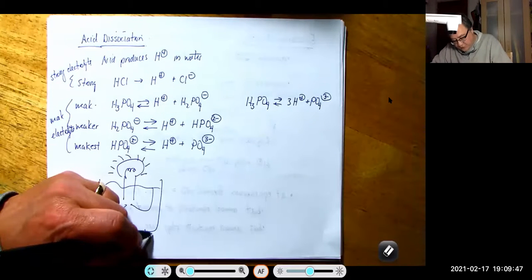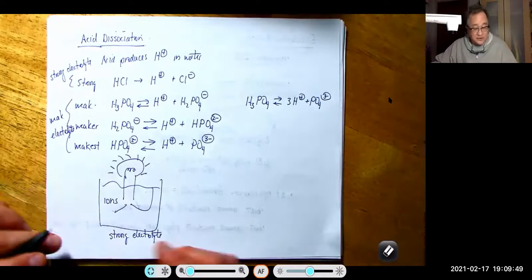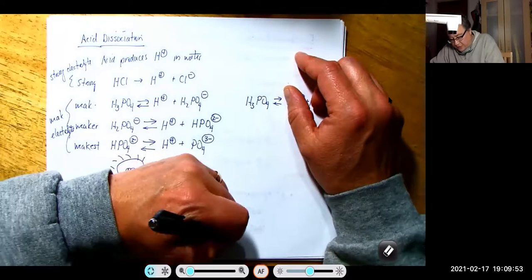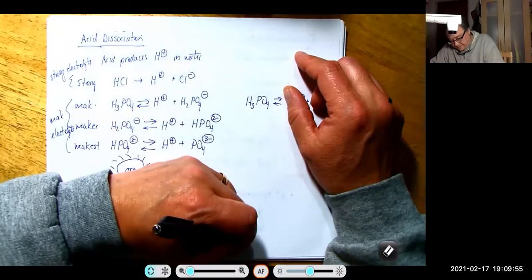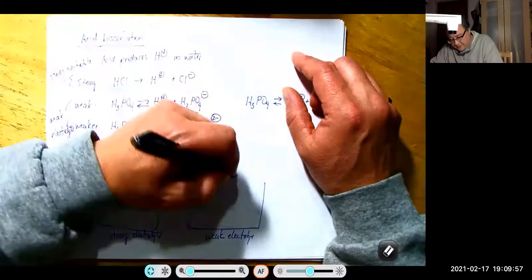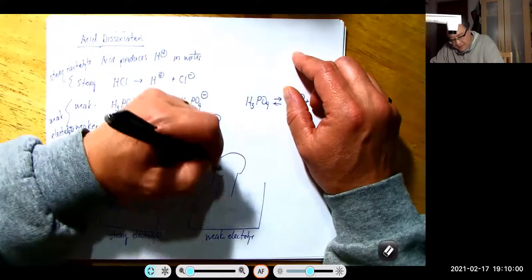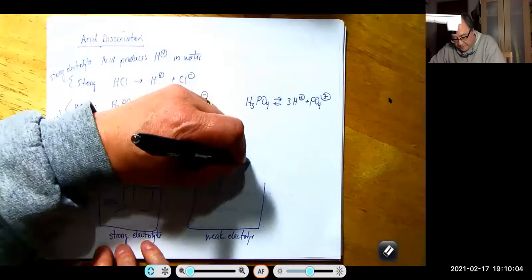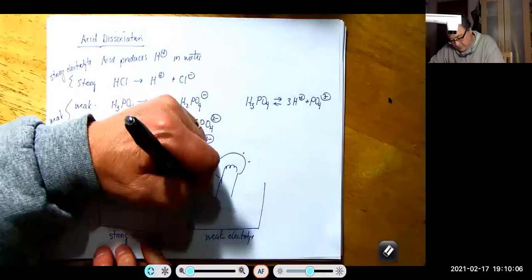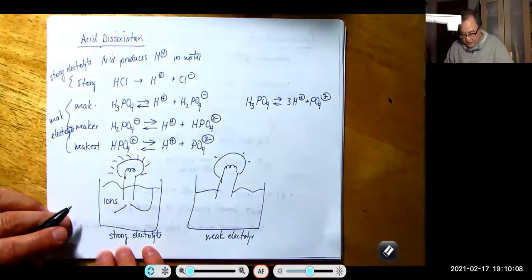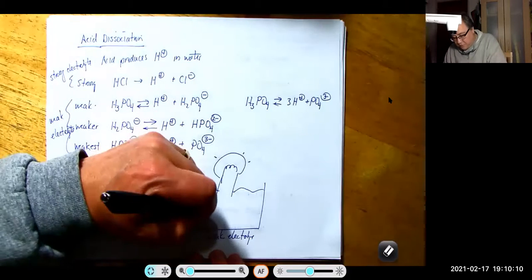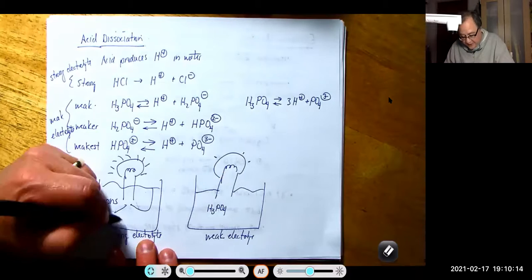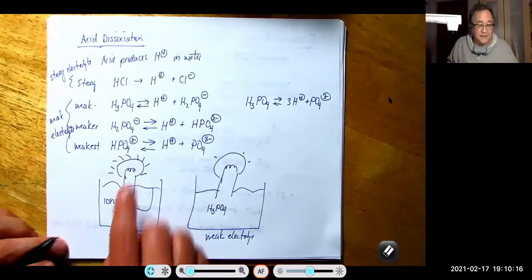And hence the name strong electrolyte. It conducts electricity really well. If you have a weak electrolyte, you put a light bulb in here, and what'll happen is it won't light up really brightly, it'll be dim. So if you had H3PO4 in here, the light bulb would be dim. If you had HCl in here, the light bulb would be bright.